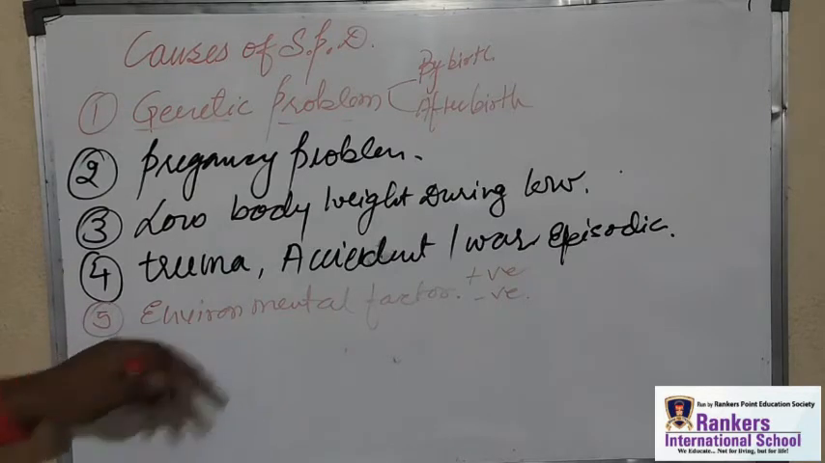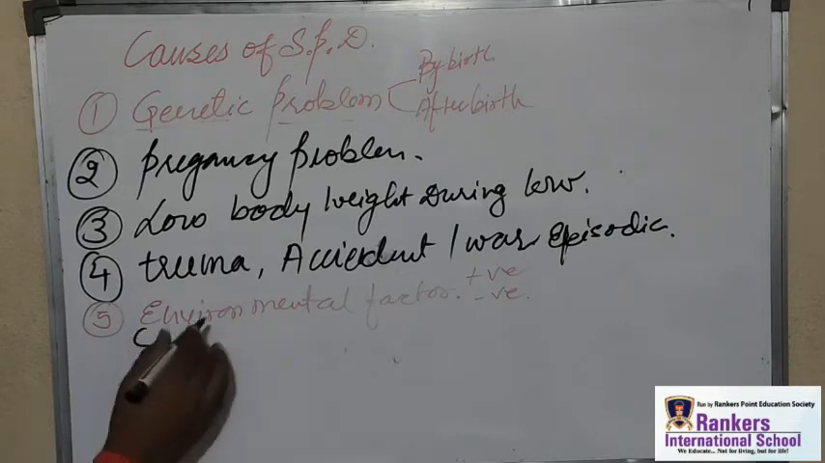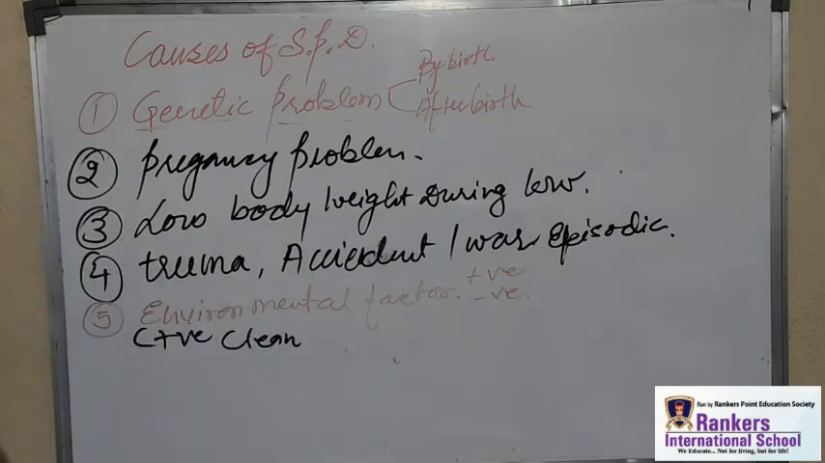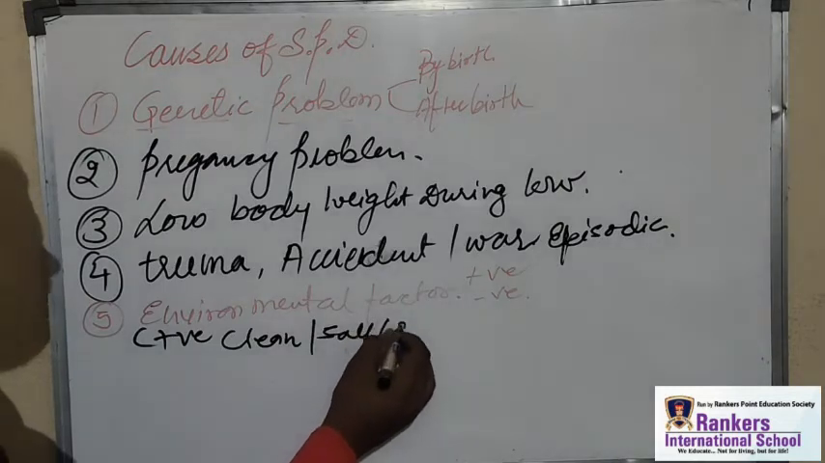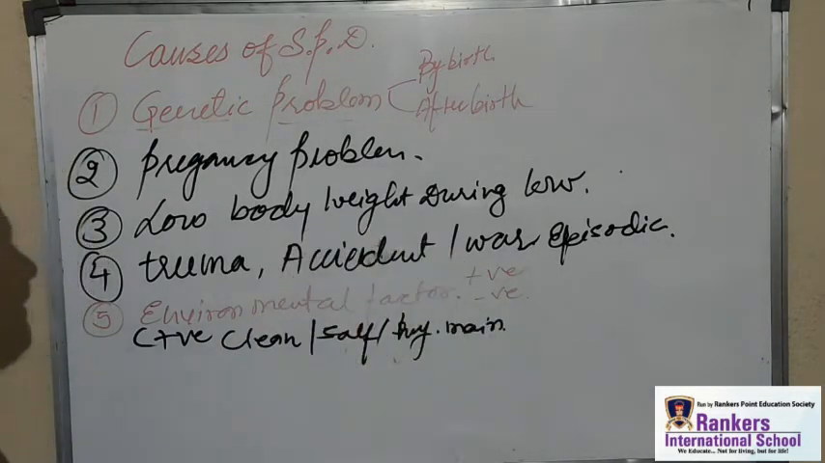So if the environment is good, now if I'm saying that the environment is good, what are the things here? If it is positive, the environment should be clean. After that, the environment should be safe. Hygiene should be maintained. Right, dear students? So these are some points where we can say that the environment is positive or good.